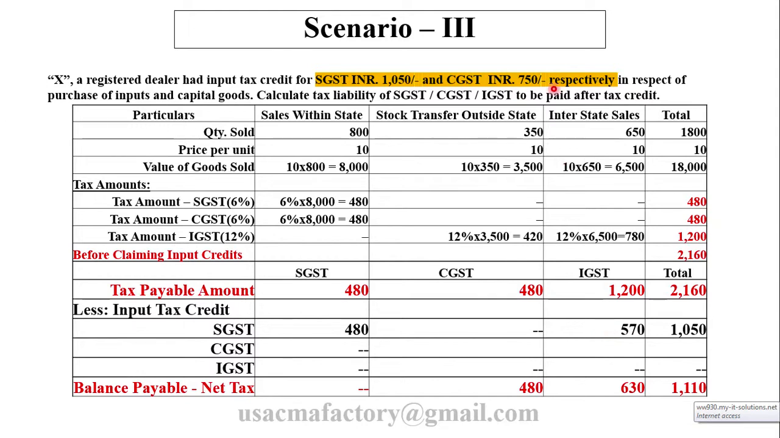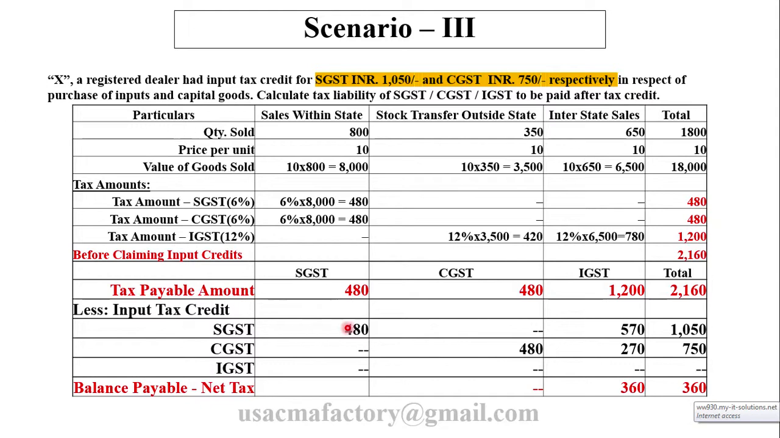Now CGST 750. Here also we can claim like a forward claim. First on CGST and then IGST. We will see 750 claimed, but this 750 first under CGST. So 480 is less than 750, so the full amount can be claimed. 480 minus 480, now CGST tax payable is nil. Still there is a balance of 270 that can be claimed against IGST, 270.